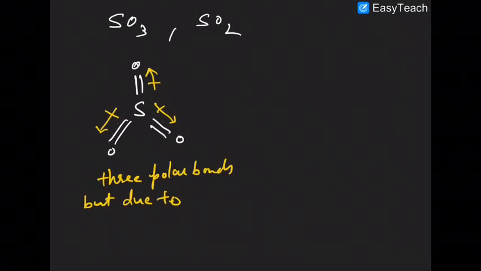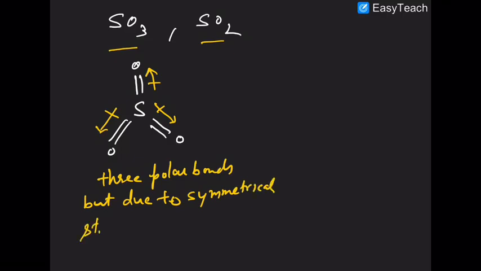Now consider the case of SO3 and SO2. In case of SO3, you can see here three polar bonds are present, but due to symmetrical structure, these bond moments will cancel out each other, and you have SO3 with net dipole moment 0. So net dipole moment of SO3 is 0.